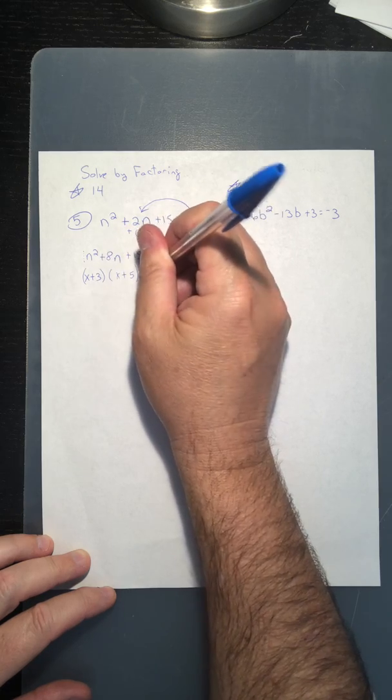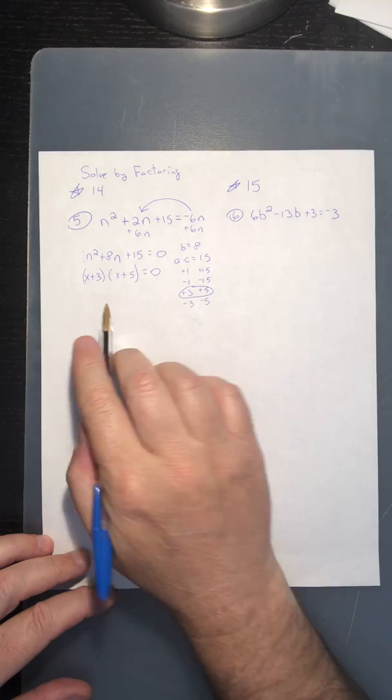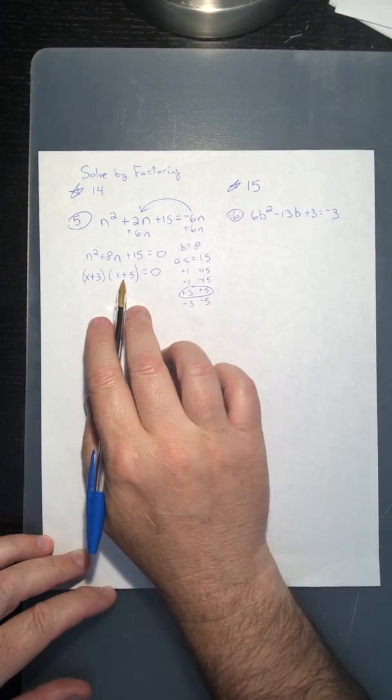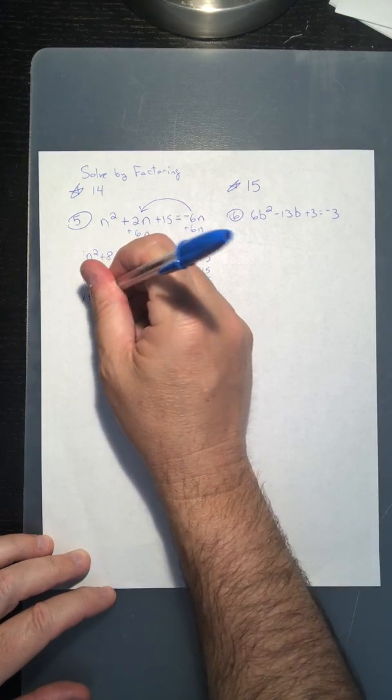Remember, that's still equal to 0. And now we just set up this equal to 0 and that equal to 0 and then solve the two equations.